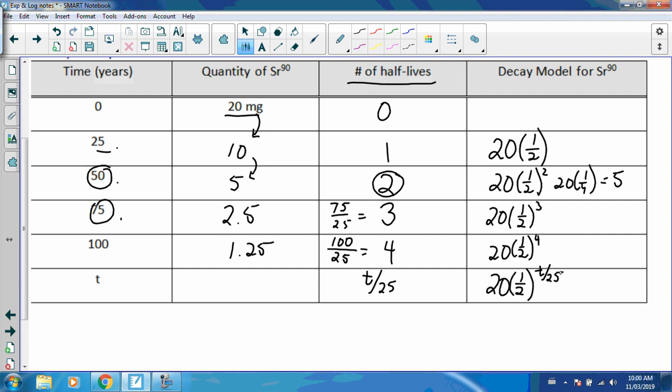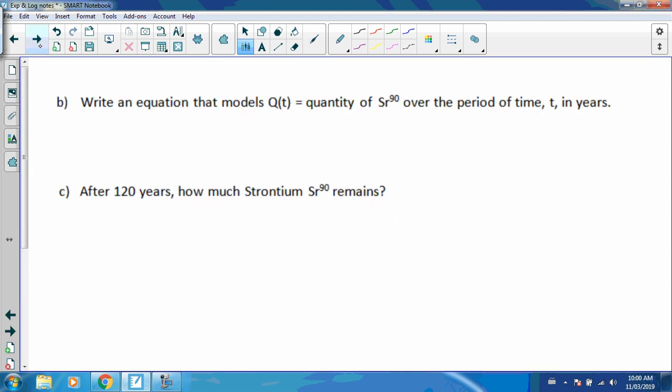So it's very similar to what we had before. This is my starting amount, and the other one, it was 100 bacteria. This time it's 20 milligrams of this substance. Now, because it's a decreasing function, my base is a half, it's a fraction, and then there's my exponent, time over 25. So again, just a couple of questions. Write an equation. So Q of t is 20 milligrams times the half base, that's my base because it's a half-life, t over 25.